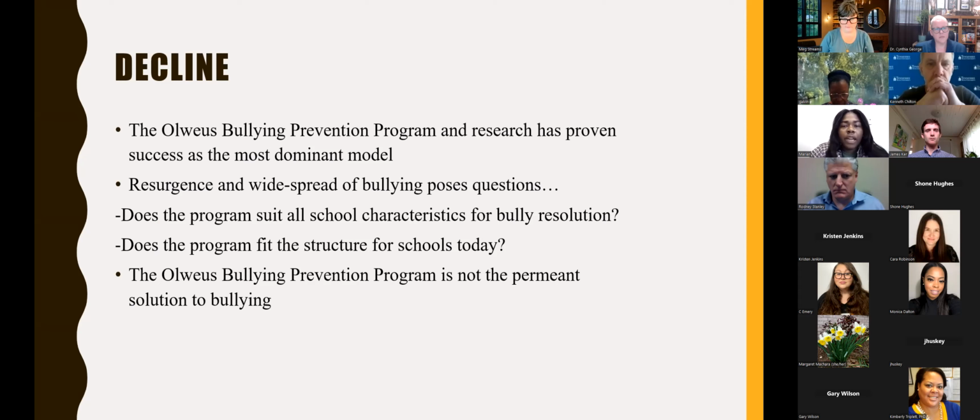The decline. So as Dr. George was saying, it wasn't necessarily a decline, but it was kind of like people stopped pushing it as much. The Dr. Olweus Bullying Prevention Program and research has proven success as the most dominant model. Resurgence and widespread of bullying poses questions. Does the program suit all school characteristics for bullying resolution? Does the program fit the structure for schools today? And the Olweus Bullying Prevention Program is not the permanent solution to bullying.